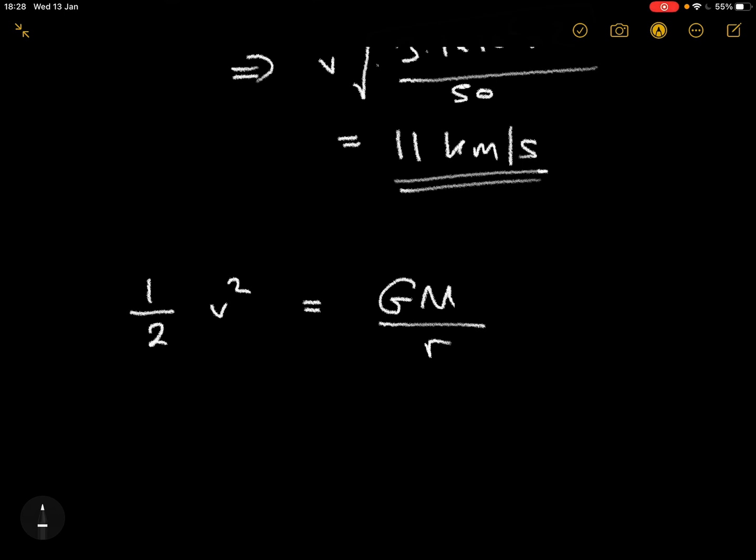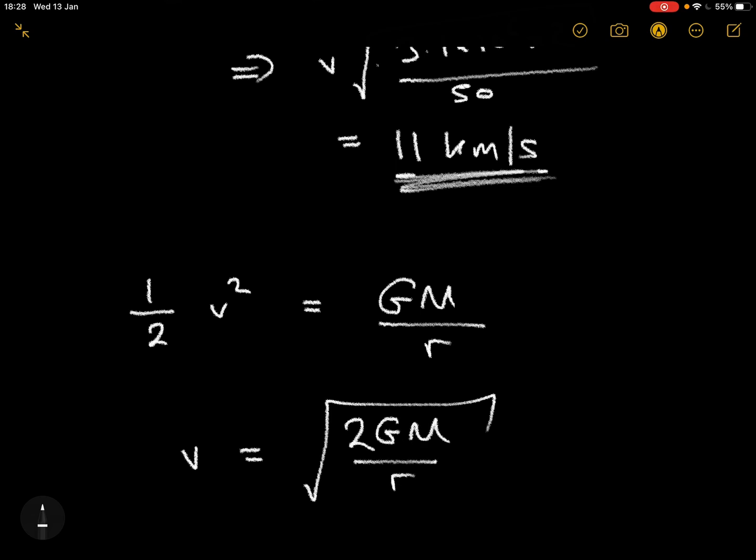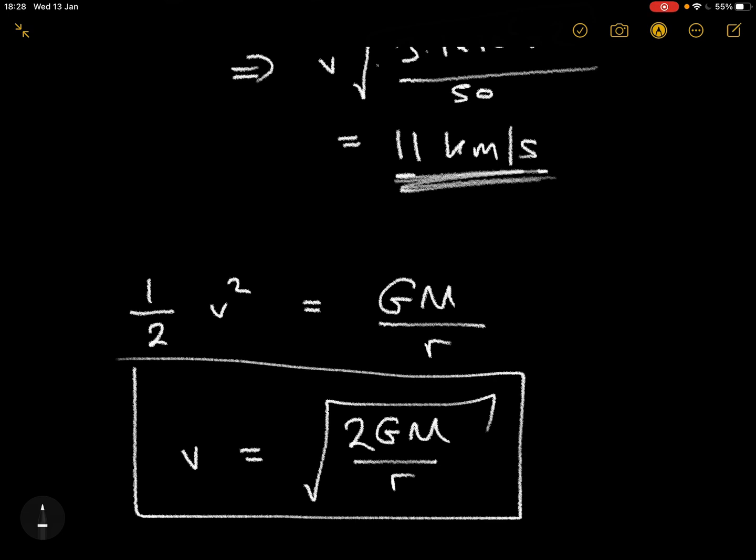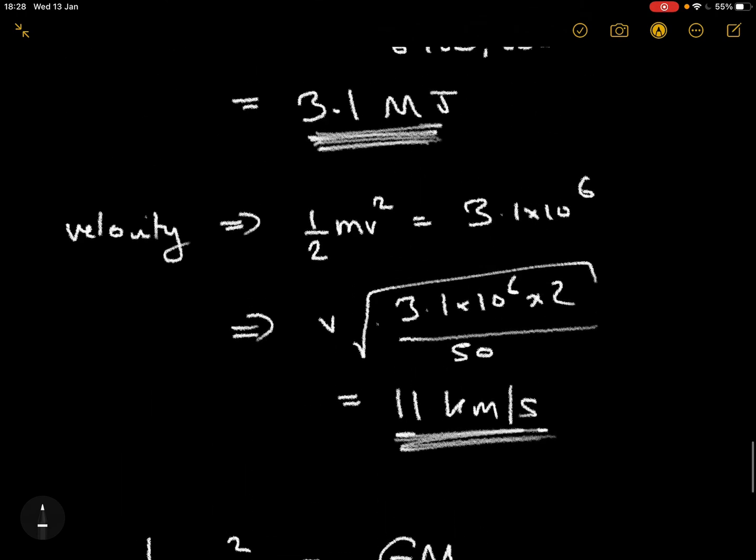The challenge is, obviously, it's harder to accelerate a more massive object to a certain velocity, to 11 kilometers per second, but the velocity you need to reach if you're standing on the Earth's surface is not any greater. What you end up with is that v is equal to the square root of 2GM over r. And that right there is the second of the key equations that we have.